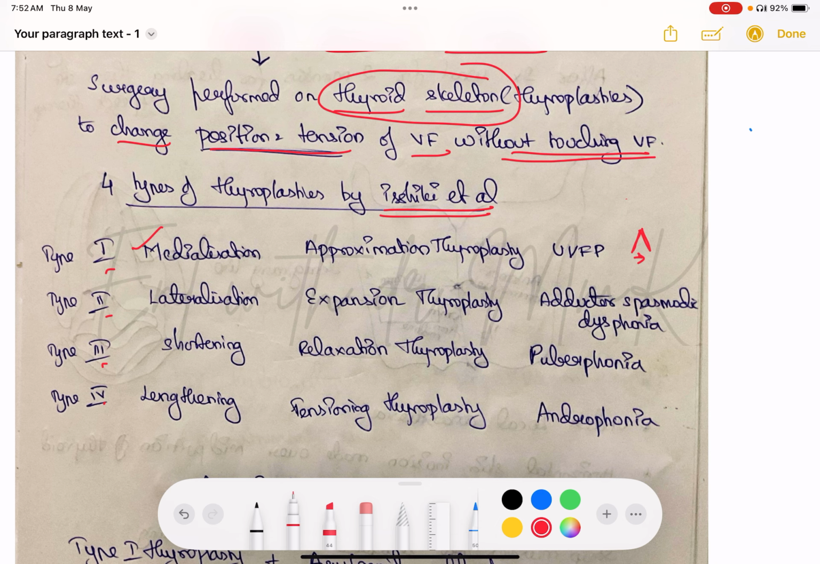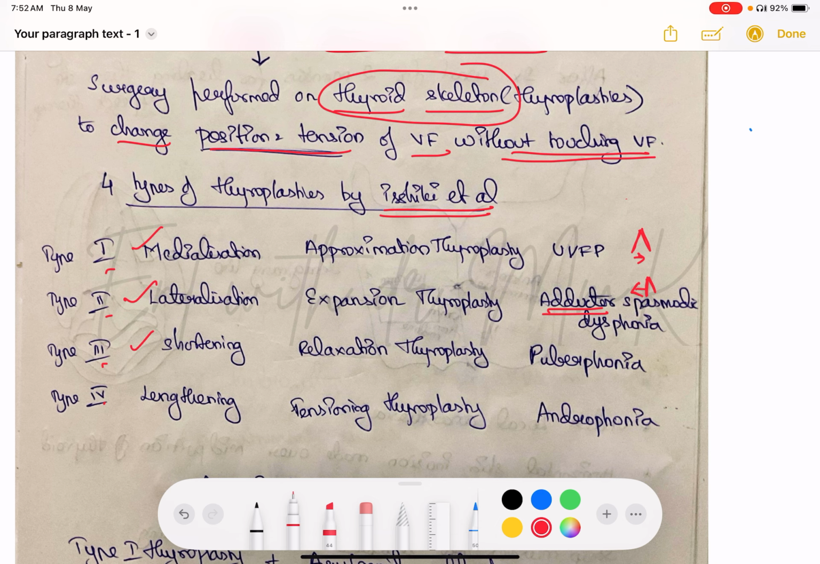What is type 2? It is called lateralization thyroplasty. Here we are having adductor spasmodic dysphonia. So here one cord is normal, the other cord is in midline. So we have to lateralize this cord. This is called lateralization thyroplasty.